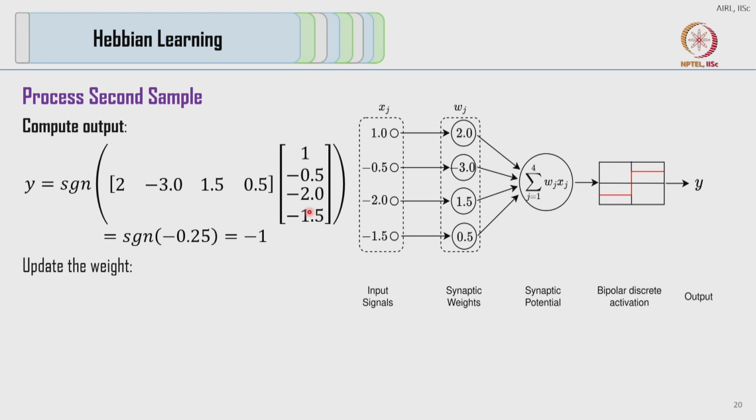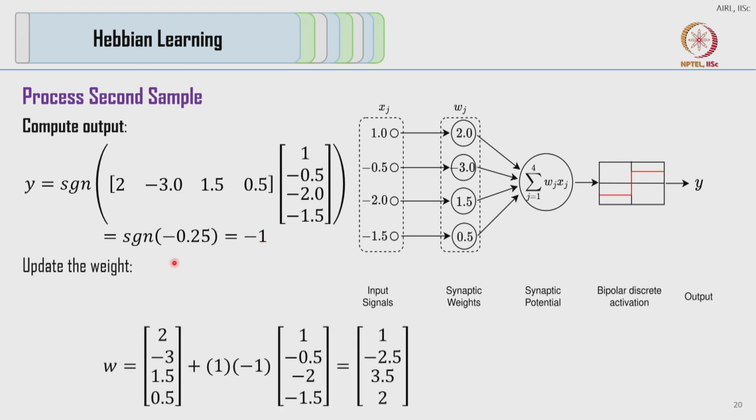Now, I can present the second sample. When I present the second sample, I am using the newer weight 2, -3, 1.5, 0.5, that is my new weight after learning. If you look here, -3 into -0.5 is plus 1.5, 2 plus 0.5 is 3.5, and 1.5 into -2 becomes 3, and 0.5 into -1.5. So, the total comes out to be negative 0.25.